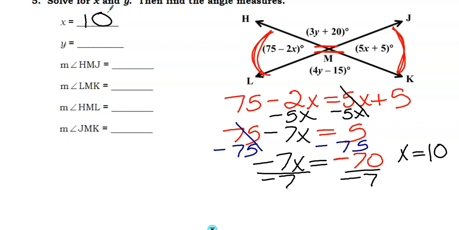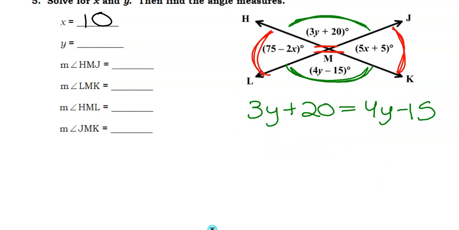Now I'm going to do the same thing with my y values. I have 3y plus 20 and 4y minus 15. So now I'm going to solve for my y's. Just find room as best you can on here. So 3y plus 20 equals 4y minus 15. So let's think about this. Got to get my y's together, and I got to get my numbers together.